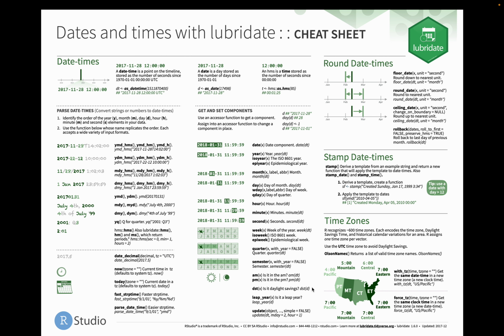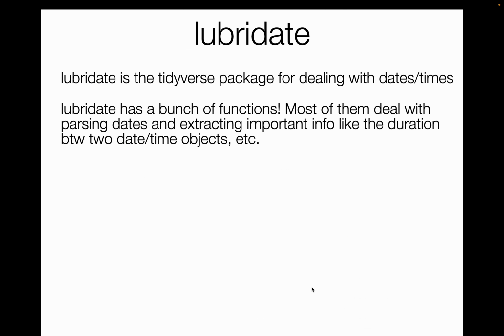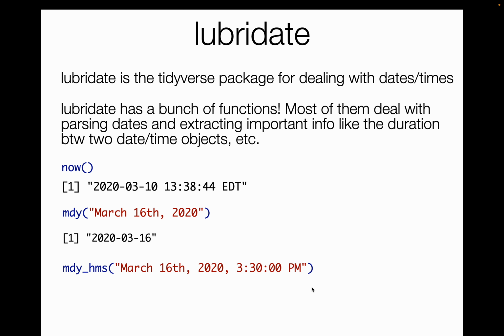Now here's the cheat sheet for dates and times with Lubridate. Lubridate has a lot of functions. Most of them deal with parsing dates and extracting important information like the duration between two date or time objects, etc. Okay, so for instance, we have this. So there's a now function. Again, I ran that at 1:38 on March the 10th, 2020.